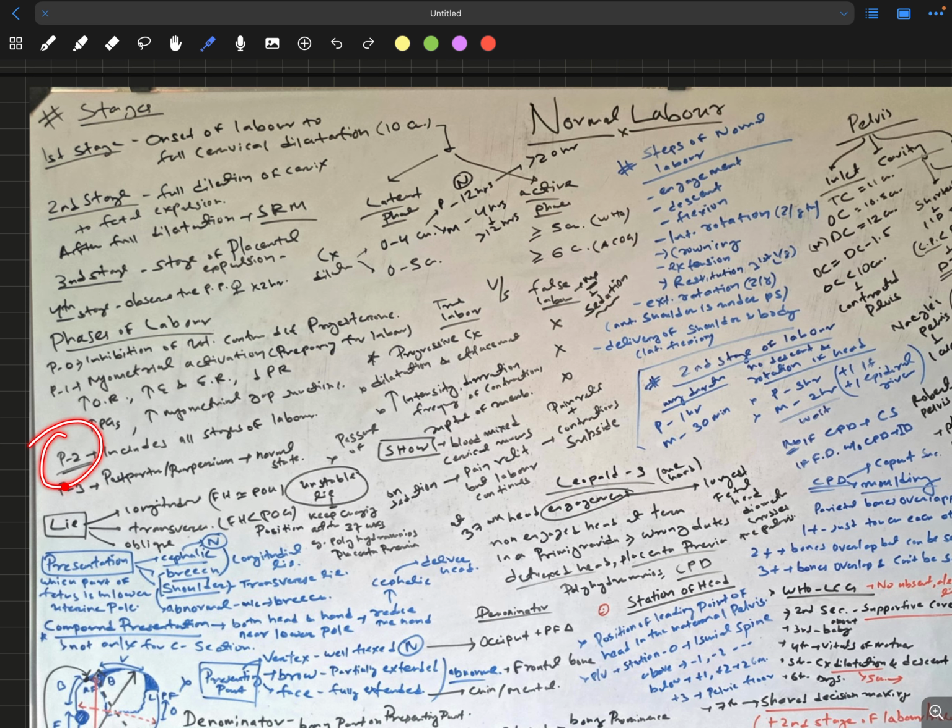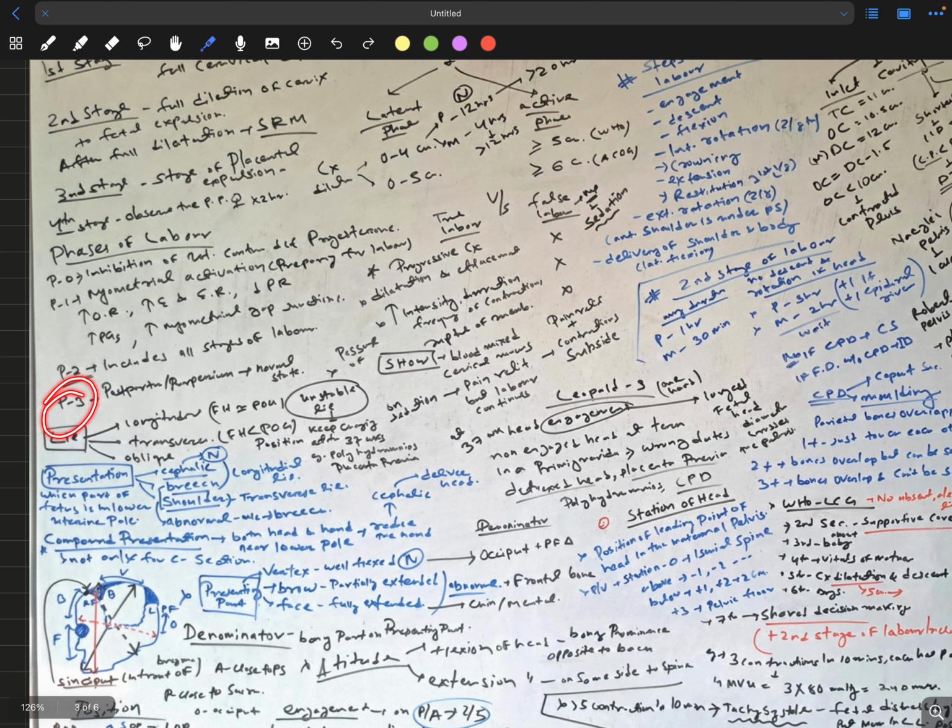Now the phase 2 of labor. In this phase 2, all the stages of labor come. We can say all these 4 stages are a subset of phase 2 of labor. What is the first stage? Onset of labor to full cervical dilatation, that is 10 centimeter. Second stage is full cervical dilatation to expulsion of fetus. Third stage is expulsion of placenta. Fourth stage is observation of the postpartum female for the next 2 hours. So all these stages come under the second phase of labor.